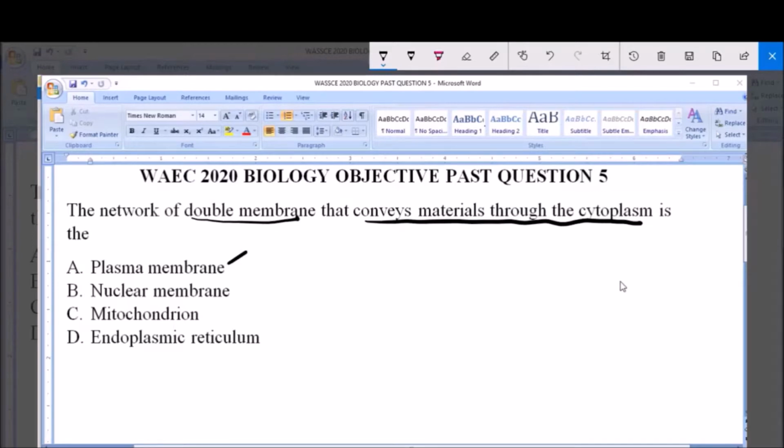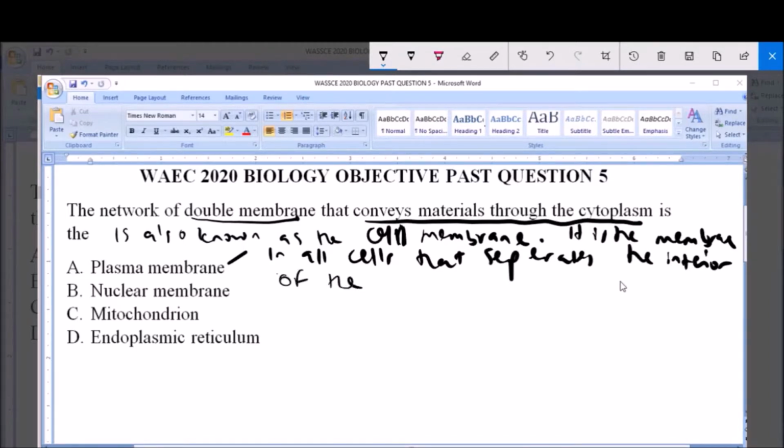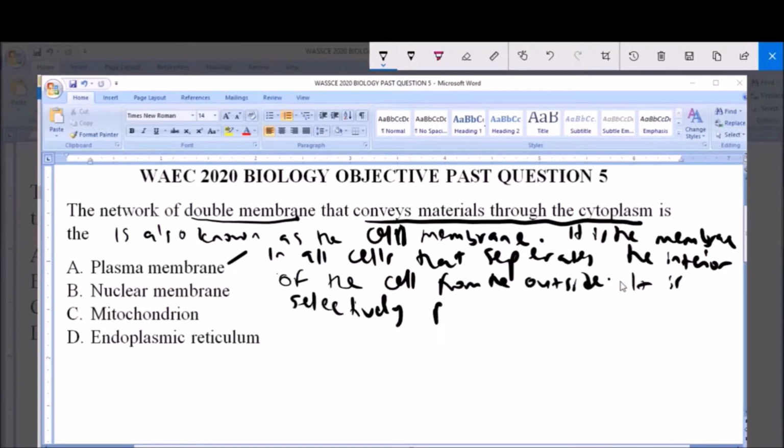So the plasma membrane is also known as the cell membrane, and it is the membrane in all cells that separates the interior of the cell from the outside, and it is selectively permeable. That means it regulates the materials in and out of the cell.